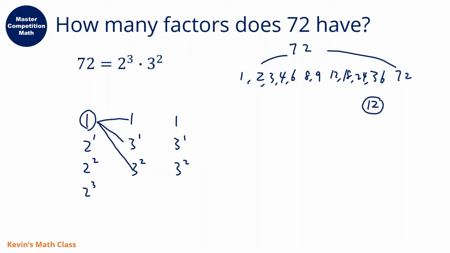Starting from 1, we can do 1, 2, 3. Starting from 2 to the power of 1, we can do 2 to the power of 1 times 1, and so on. So for each 2 power, we have 3 different options. So in total, there will be 3 times 4. Wow, we get the same number.